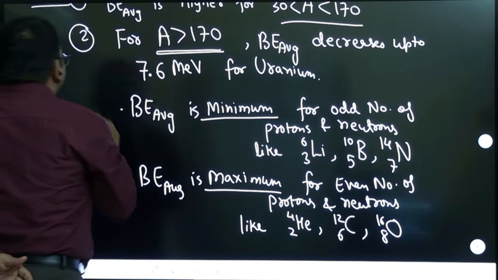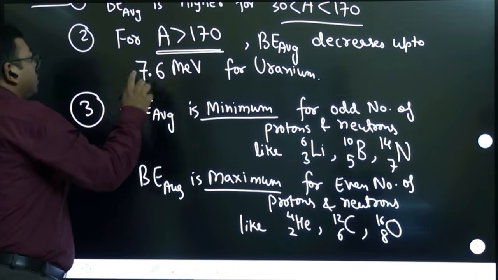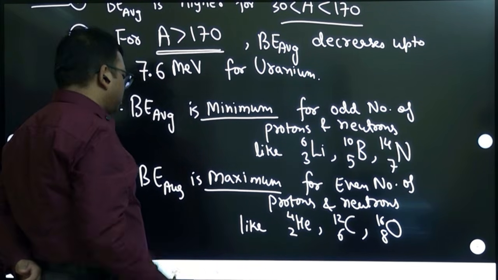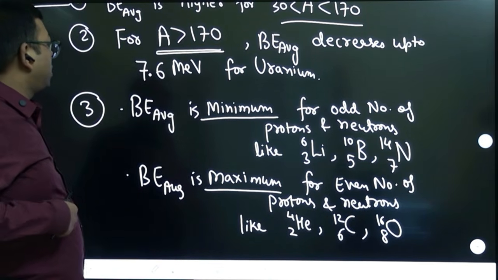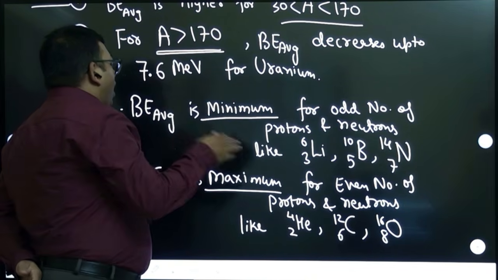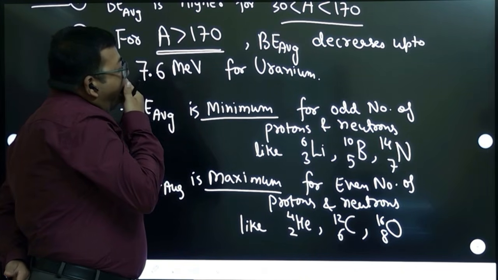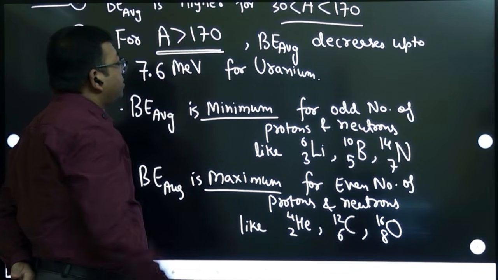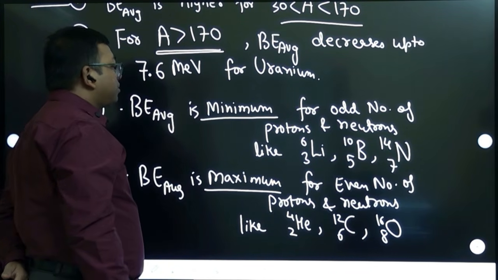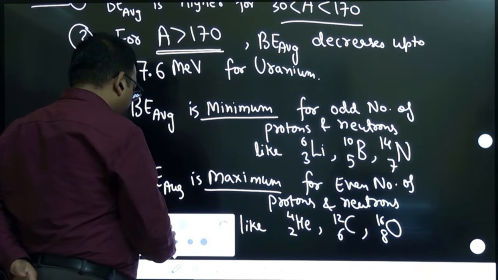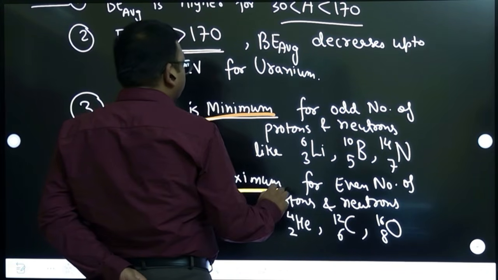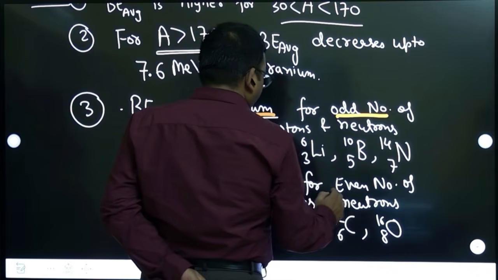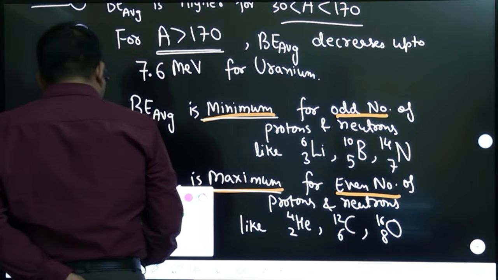No, I think at this point we have to keep a separate point now, because this is for smaller mass numbers, right? This odd and even rule we have to note in general. Binding energy minimum and binding energy maximum for odd number, for even number. Why is it like that?